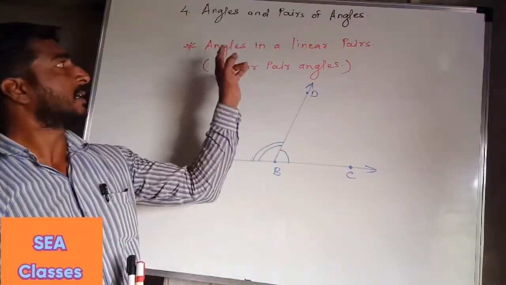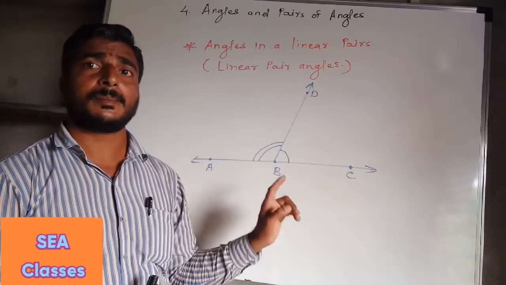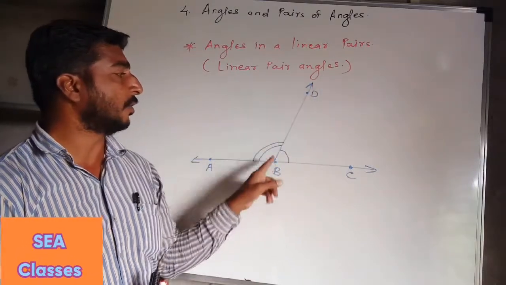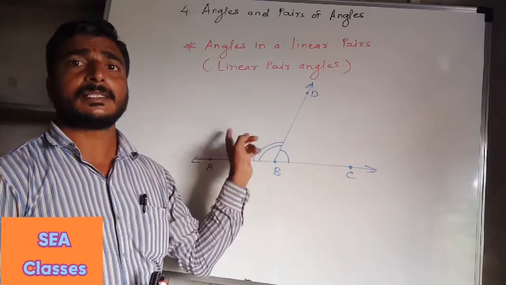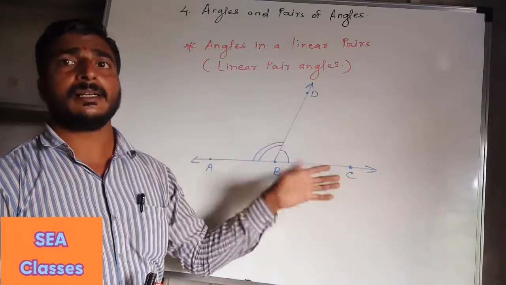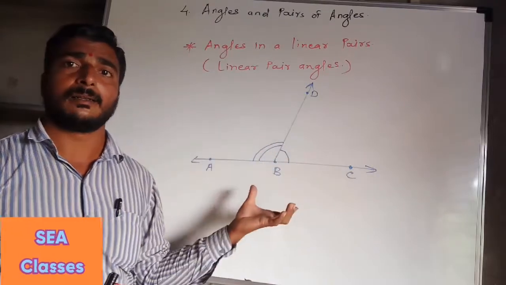So do you understand this? Angles in a linear pair. So angles in a linear pair are the angles which have one common arm and other arms form a straight line. Such angles are called linear pair angles, and linear pair angles are always supplementary angles.